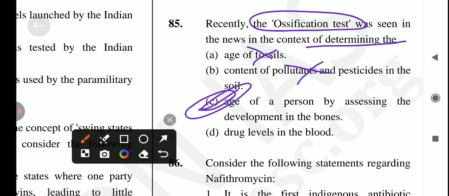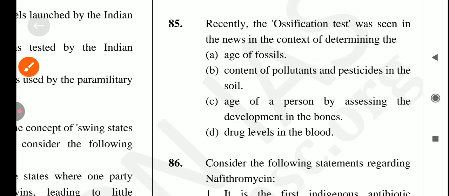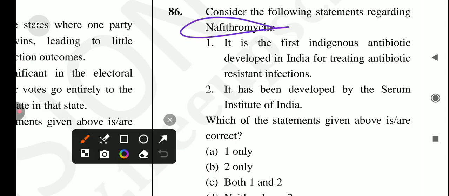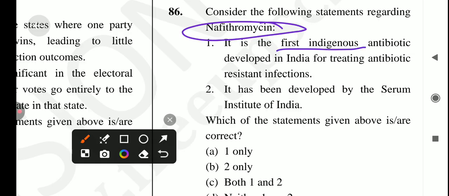Okay. So the next question is: consider the following statements with respect to Nafithromycin. So the first statement is, it is the first indigenous antibiotic developed in India for treating antibiotic resistant infections. Is it true? Yes, it's a correct statement.